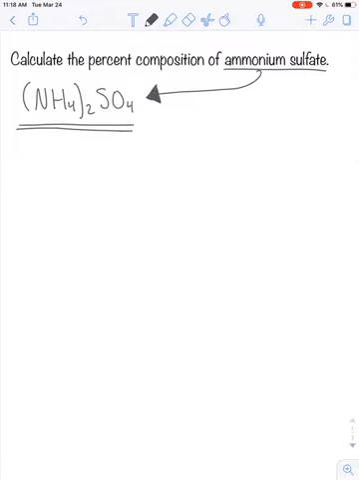So let's say we want to calculate the percent composition of ammonium sulfate, and here's the formula for that. What we need to do is calculate the percentage of the mass of each of the elements in the compound. So we have nitrogen, we have hydrogen, we have sulfur, and we have oxygen. We essentially want to know what percentage of the mass of the whole thing is made up of just those elements. So I'm always going to start by making a list of what I have.